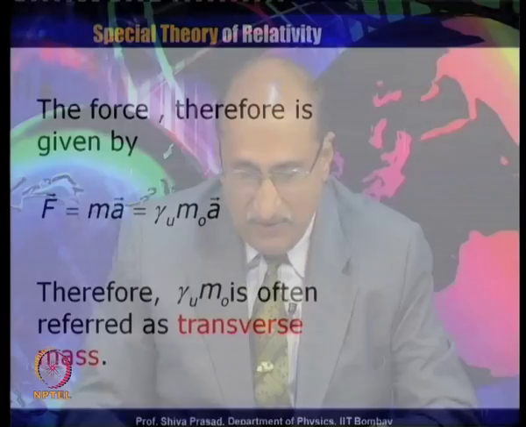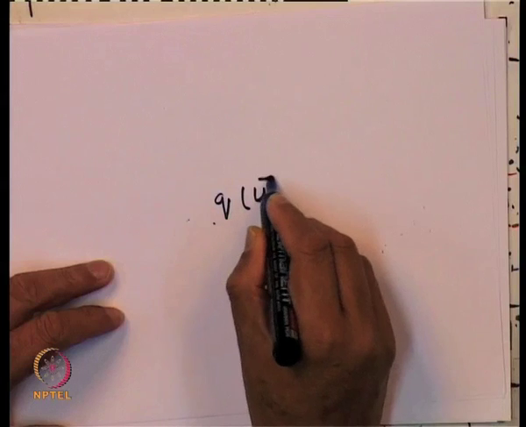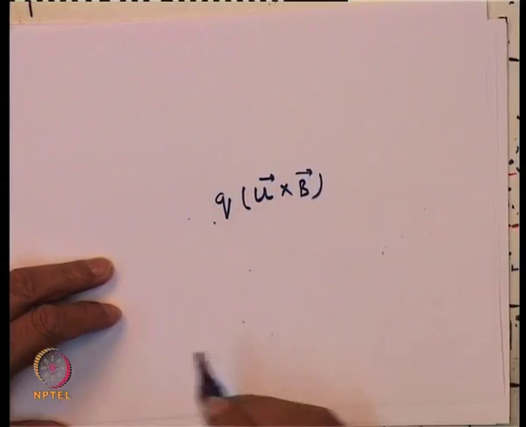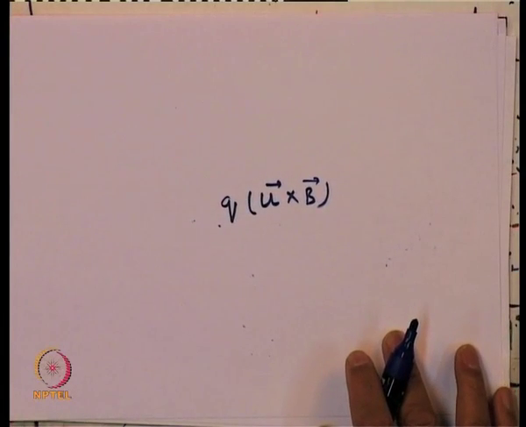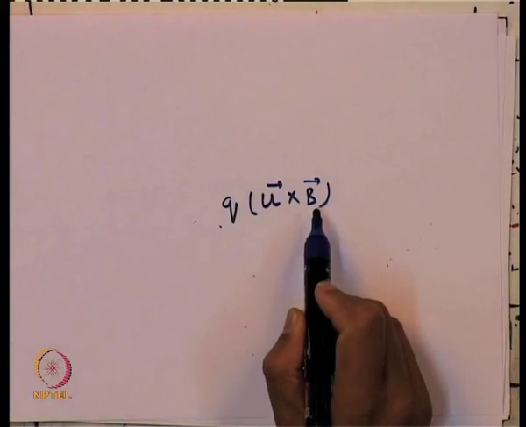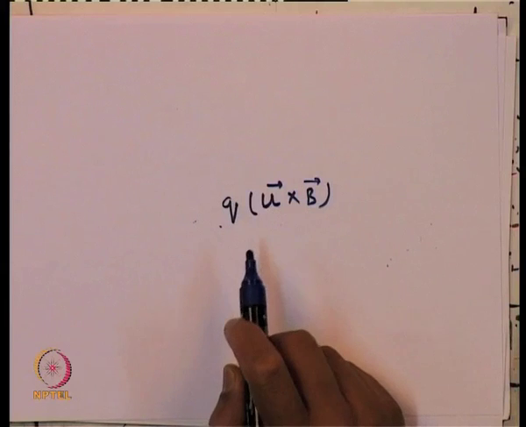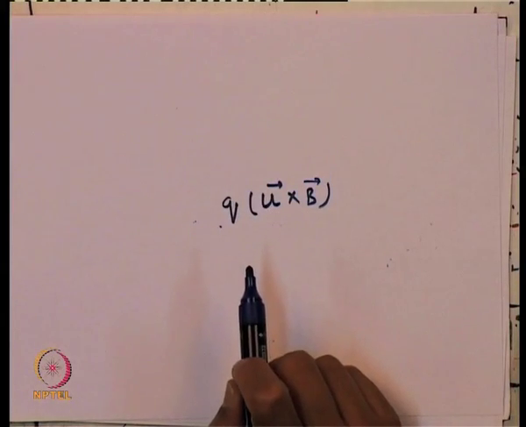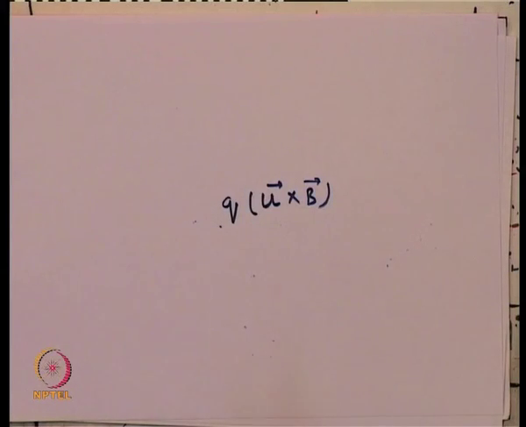Now, we must be wondering whether we have such a situation. If you remember electromagnetic theory, we know that this situation is quite common. If there is a charged particle in a magnetic field, then the force on that particle is always given by q u cross b, the force on a charge q moving with a velocity u. Because this is a cross product, this force will always be perpendicular to u. So, this magnetic force will always be perpendicular to the direction of u. Let us take a simple example of a charged particle under the influence of a magnetic field, as an example in which force is in the same direction as the acceleration.